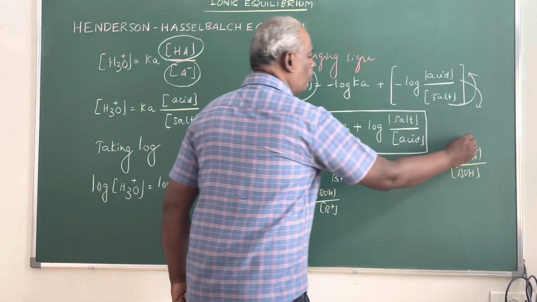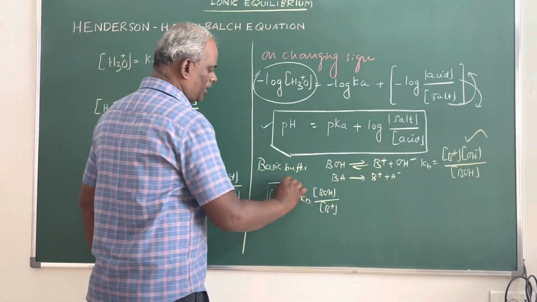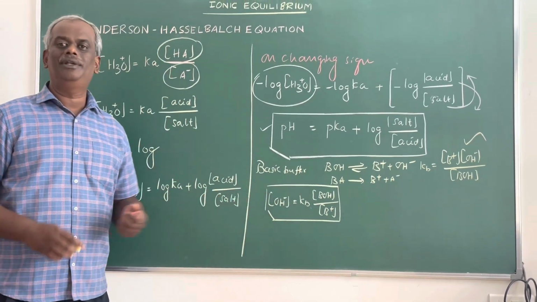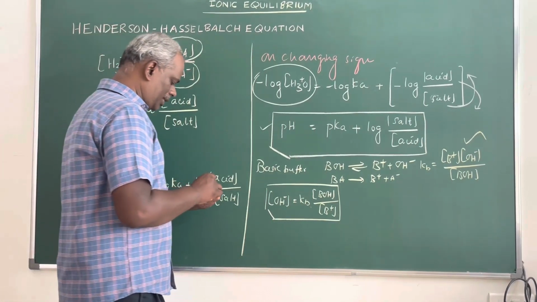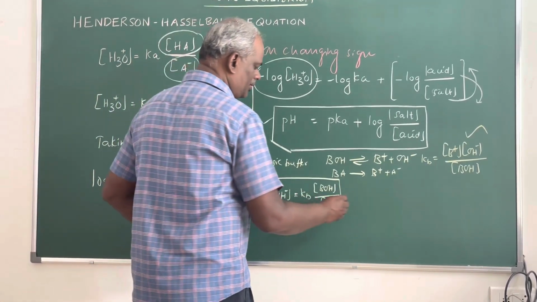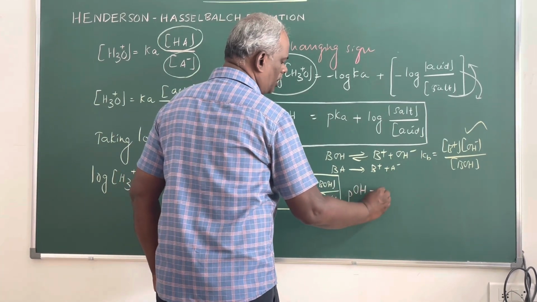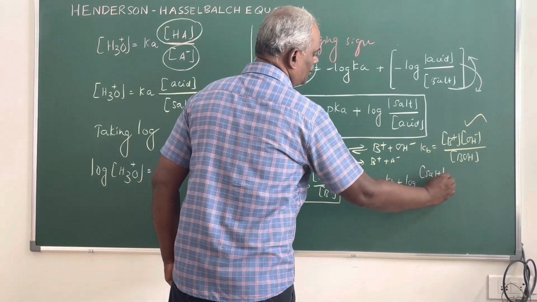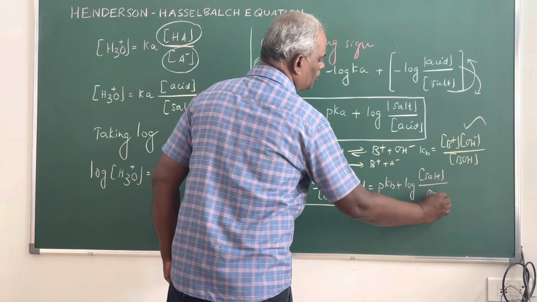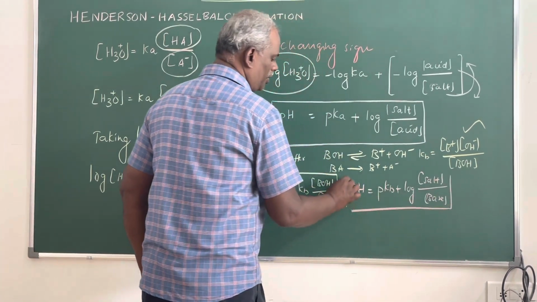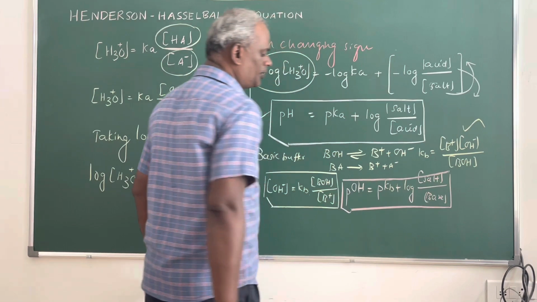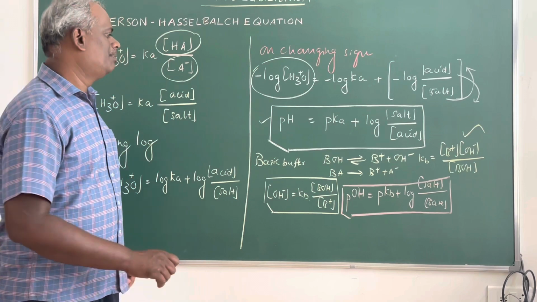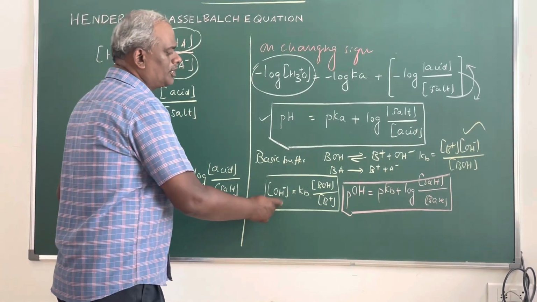And to know the OH, we can take the expression as follows. And as usual, by taking the log and by changing the sign, the final format of the expression is given here as follows. We can have pOH equal to pKb plus the log of salt concentration to the concentration of base in the denominator. So this is applicable for a basic buffer solution. This is for acidic buffer and this is for basic buffer. Similar procedure. In the same way, we can derive this expression.